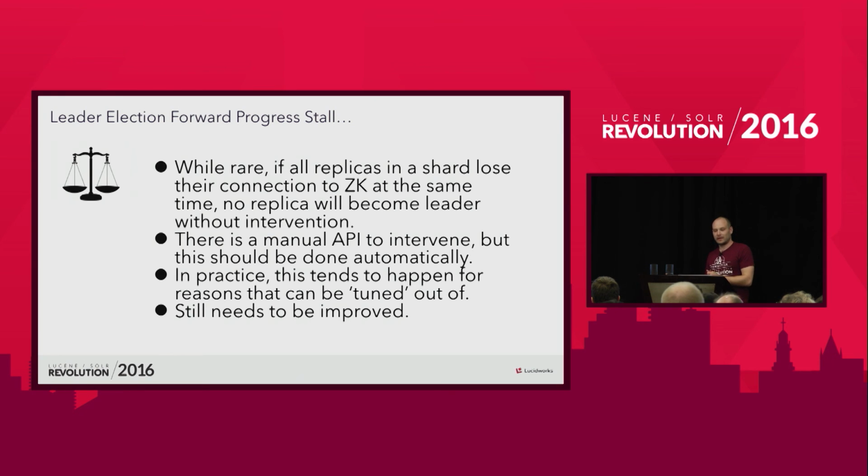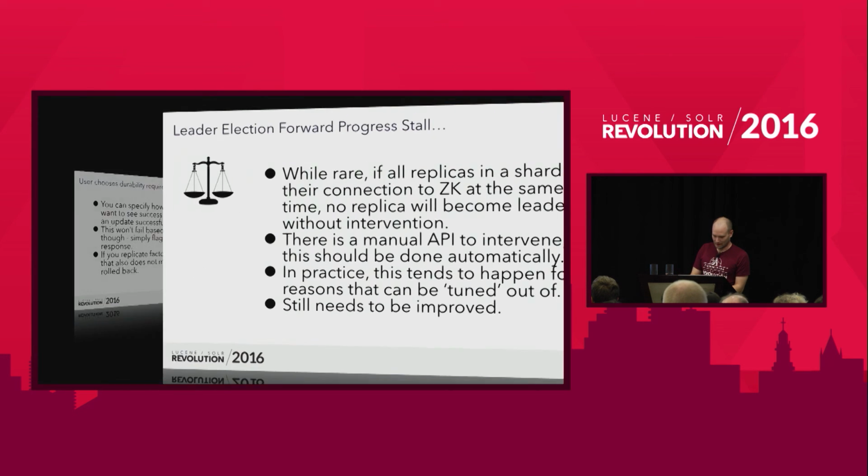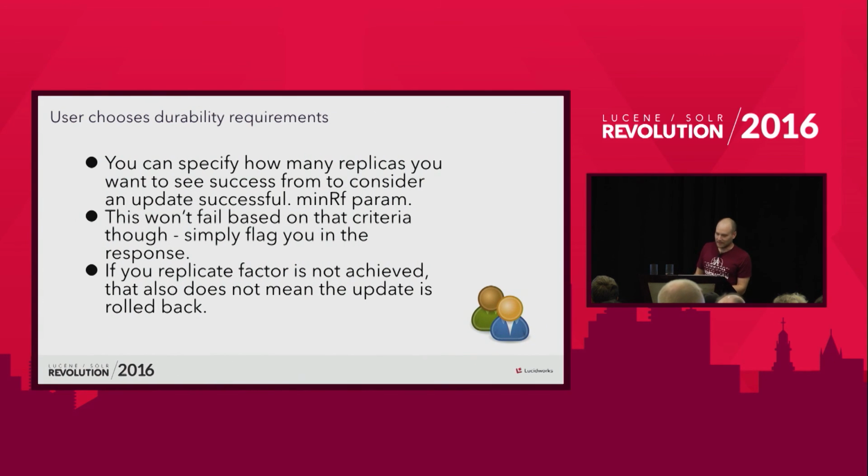So there is currently, because this did start popping up a little more, a new API that actually forces a leader. In the past, to get out of this situation, you had to restart the whole shard and force a new election. There is a force leader API now where you can just trigger a new leader election and get out of this, but it still takes manual intervention.